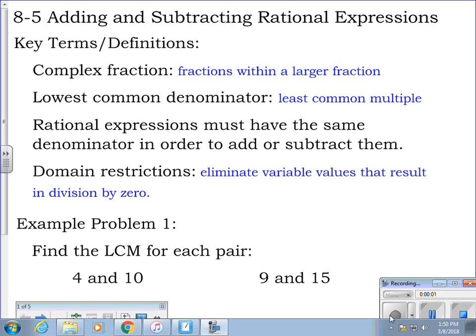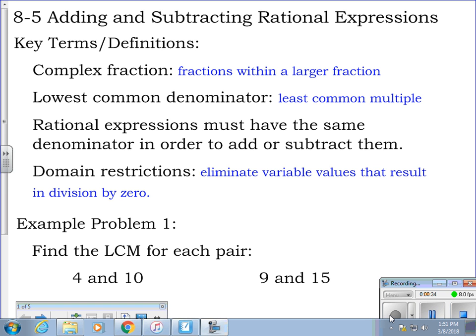Okay, section 8.5, adding and subtracting rational expressions, key terms. We're also going to be dealing with complex fractions today as well. Complex fractions, a fraction within a fraction. A fraction where the numerator is a fraction and/or the denominator is a fraction. We're not allowed to have complex fractions. You will learn how to remove and simplify the complex fractions. Okay, but that's what a complex fraction is. It's a fraction within a fraction.